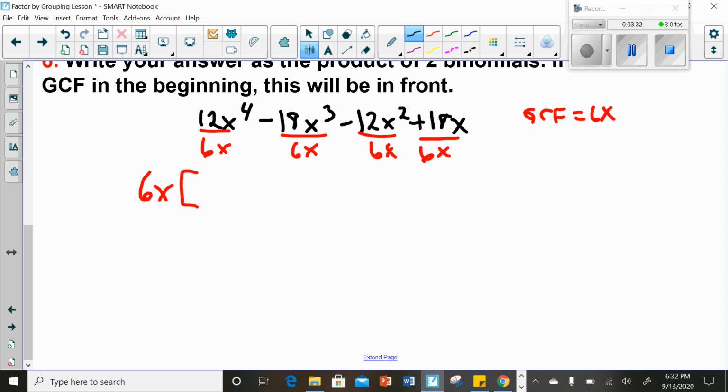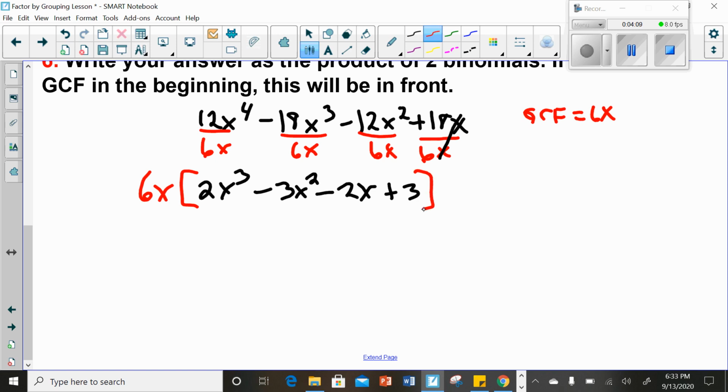So 12 divided by 6 is 2. And remember your exponent rules. When dividing like bases, you're going to subtract exponents. The exponent here is 1. So we've got 4 minus 1 is 3. So I end up with x to the 3rd. Minus 18 divided by 6 is 3, and then 3 minus 1 is 2. So that gives me an x squared. Minus 12 divided by 6 is 2, 2 minus 1 is 1. And then 18 divided by 6 is 3. And then these just cancel.